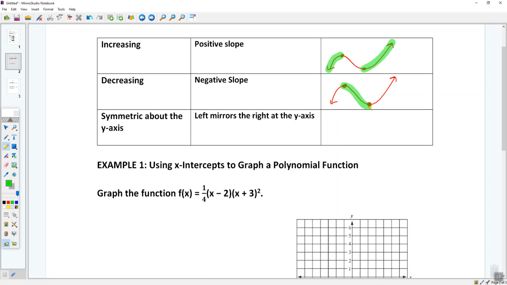And then we remember what symmetric means, right? Symmetric means you can cut something in half and the left side would mirror the right side. And we typically talk about our symmetry today with respect to the y-axis. All right, let's get started.